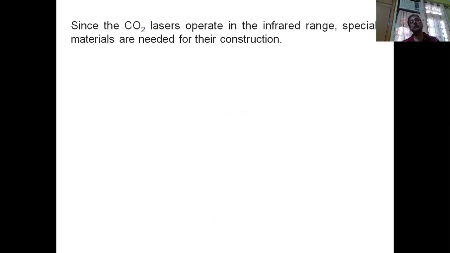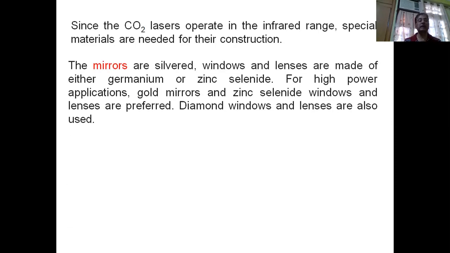Since CO2 lasers operate in the infrared range, special materials are needed for their construction. Certainly, those materials which are used in the visible range cannot be used over here because it is in the infrared range. The mirrors are silvered. Windows and lenses are made of either germanium or zinc selenide. For high power applications, gold mirrors and zinc selenide windows and lenses are preferred. Diamond windows and lenses are also used.